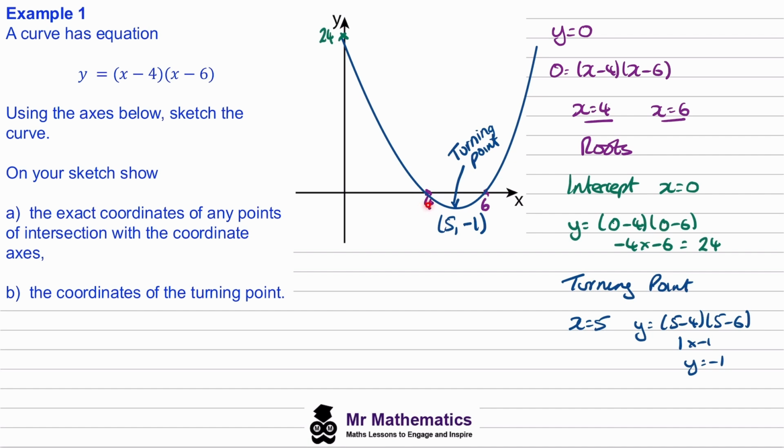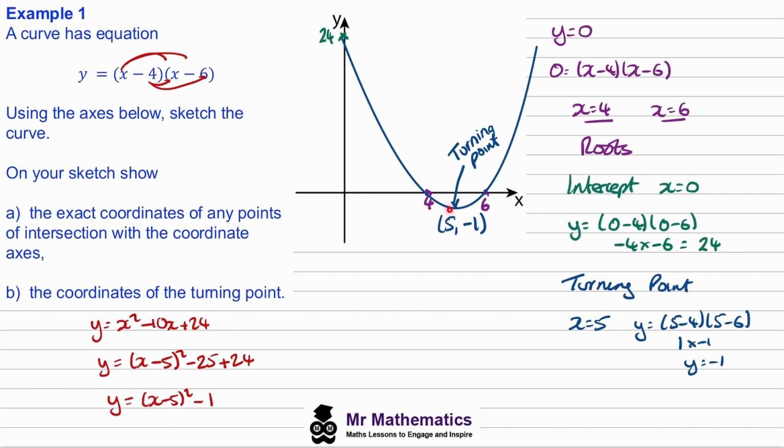But let's say our roots weren't simple integers. We need another way of finding this turning point, and this is through completing the square. We need to expand out these brackets. So we'll get y will equal x squared minus 10x plus 24. When we write it in completed the square form, we'll have x minus 5 squared minus the 25 plus the 24. So y will equal x minus 5 squared minus 1.